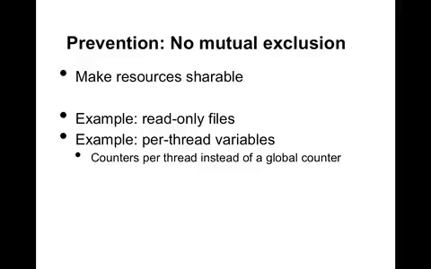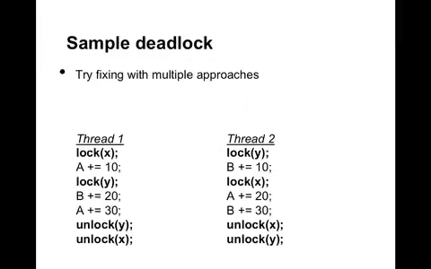A second possibility is to take a global variable, and instead of having a single global variable that is written, we're going to have per-thread variables where we don't need mutual exclusion anymore. Suppose instead of a global counter of something, we have a counter for each thread. Now we don't need mutual exclusion and there's no more deadlock possible. However, this isn't possible in all pieces of code.